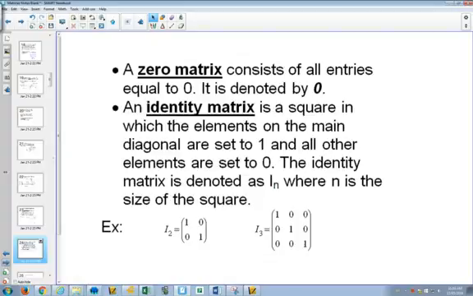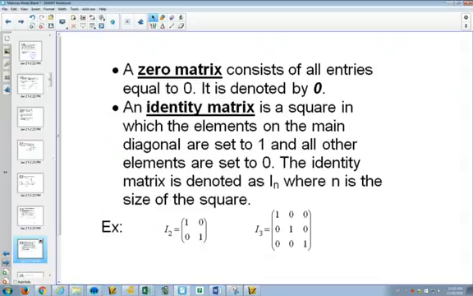A zero matrix has all zeros. So you could make an 8 by 8 zero matrix by just filling an 8 by 8 square with 64 zeros. And an identity matrix is a square matrix where on the main diagonal there's a 1.